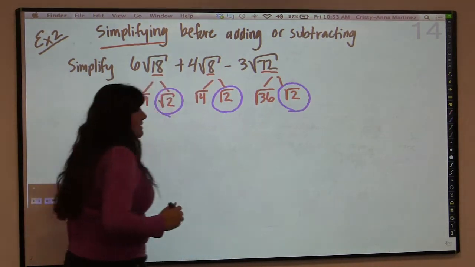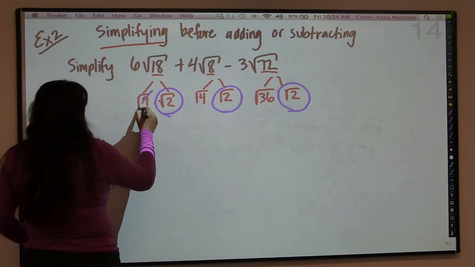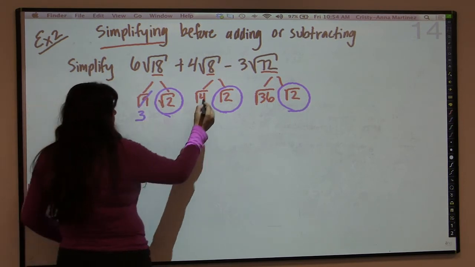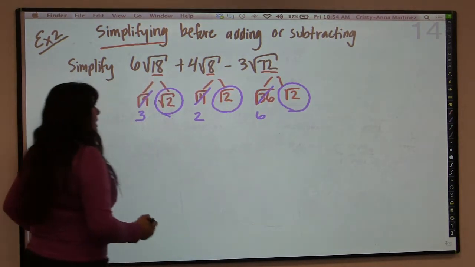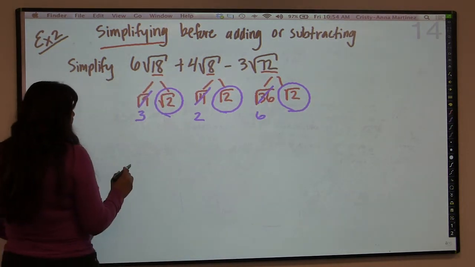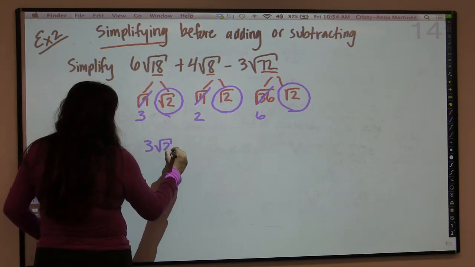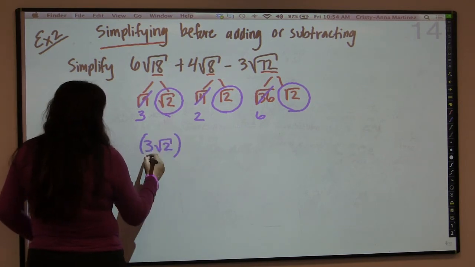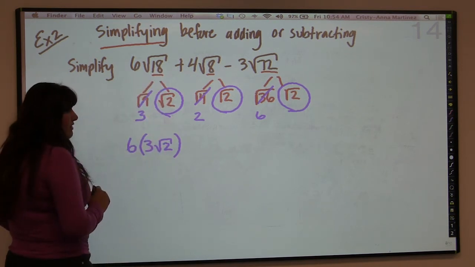And that's going to be the like radical that we're talking about. We know the square root of 9 is just 3. We know the square root of 4 is 2, and the square root of 36 is 6. Okay? So the square root of 18 is the same thing as 3 root 2. But don't forget that you also have in front of the root 18 a 6. And we'll put it there for now.